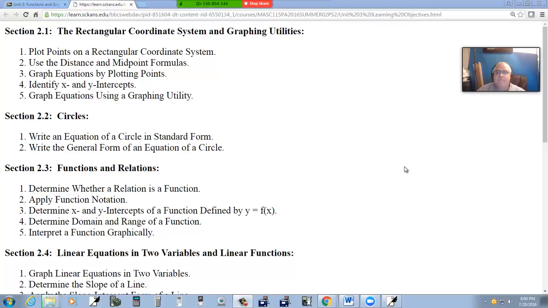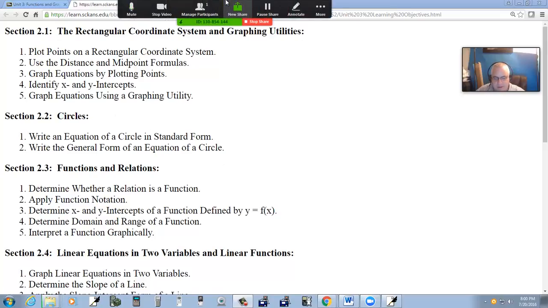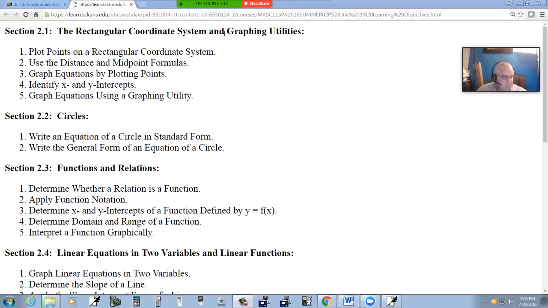Well, let's go ahead and start. First thing we'll take a look at is section 2.1. I won't cover all these topics in here because I just won't have time to cover them all, so I'll just kind of jump around a little bit.